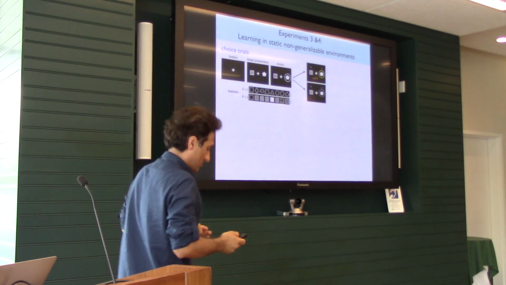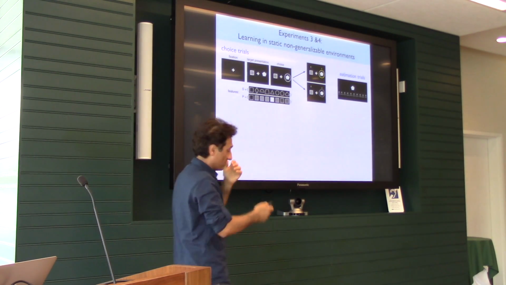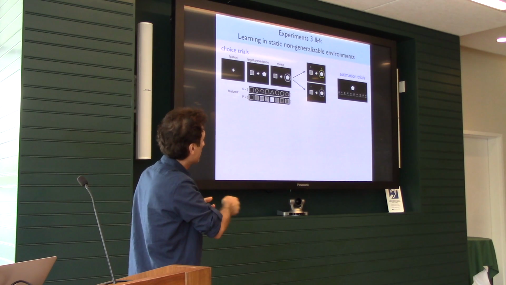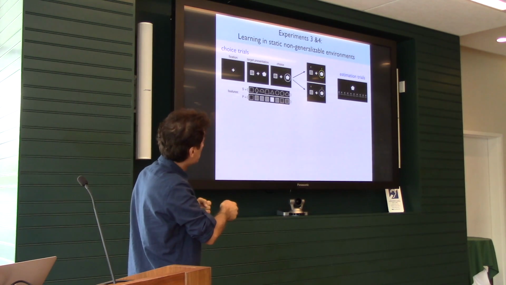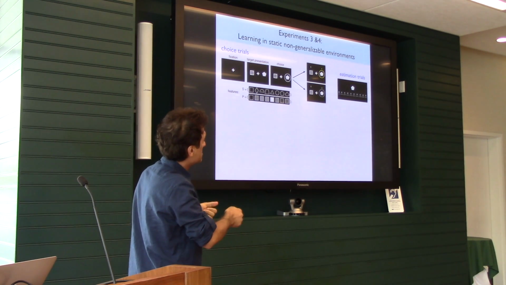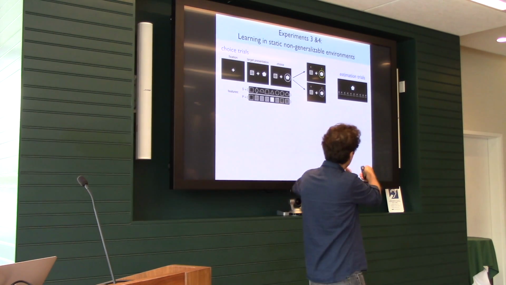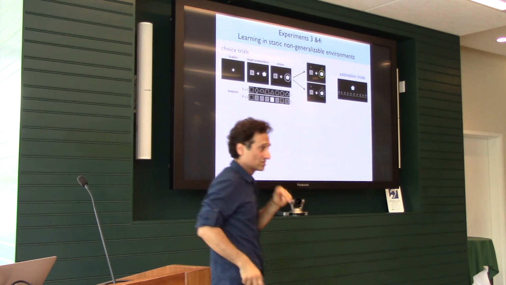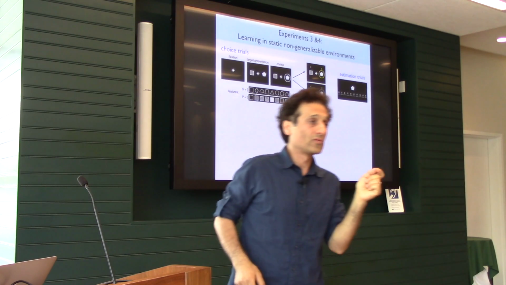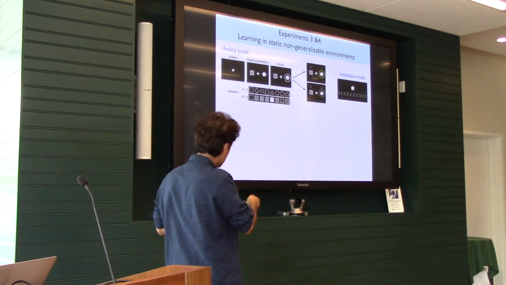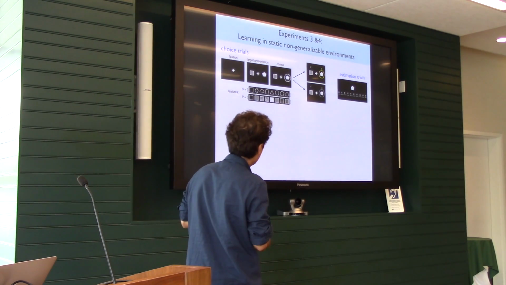Experiments 3 and 4 are now going to be a little more complex because we just have more shapes, more objects to learn. And after running the first 2 experiments, we figured out that it's actually important to ask subjects to give us their estimate of what they think about the reward values. But the rest of the experiment is the same.